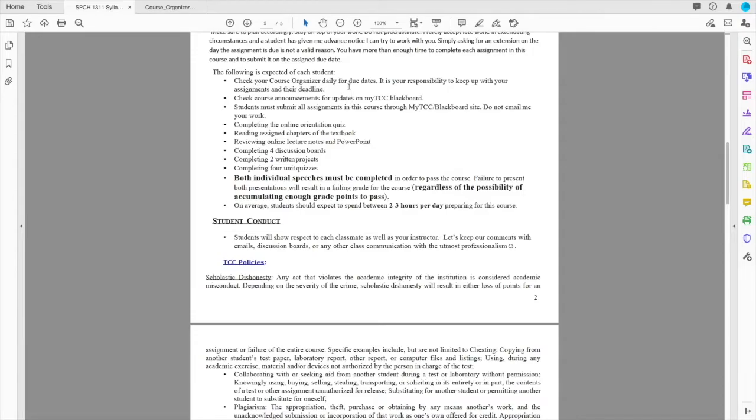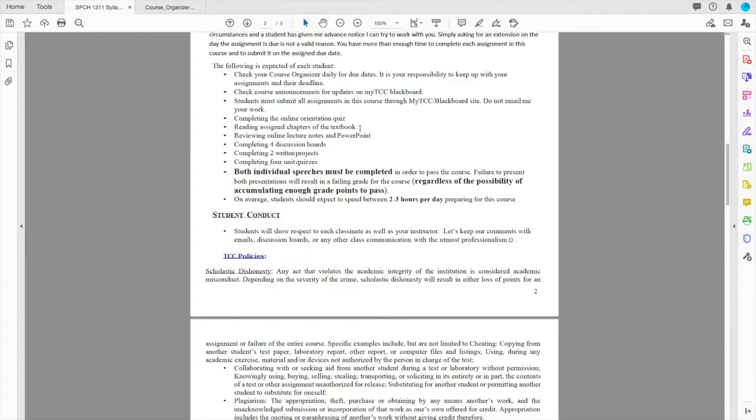Please make sure that you're checking your course organizer daily for due dates. It is your responsibility to keep up with your assignments and their deadlines. Make sure that you're checking your course announcements for updates on MyTCC Blackboard. Make sure you submit all assignments in this course through MyTCC Blackboard. Please do not email me your work. All assignments must be submitted through MyTCC Blackboard.